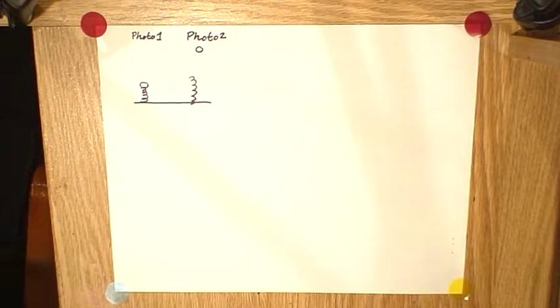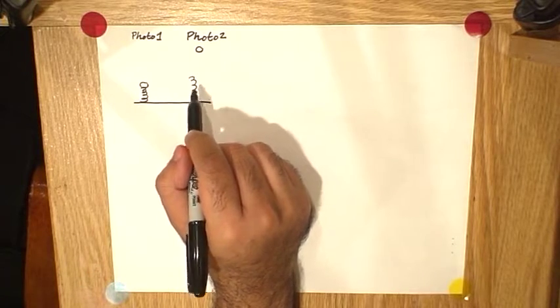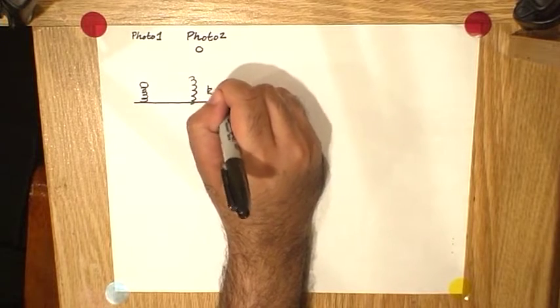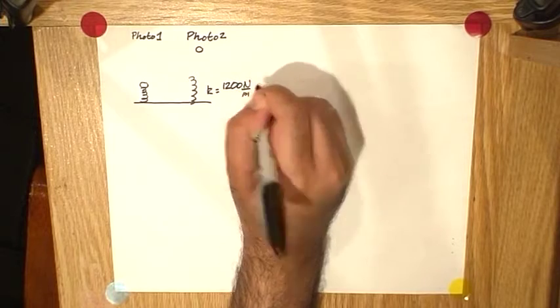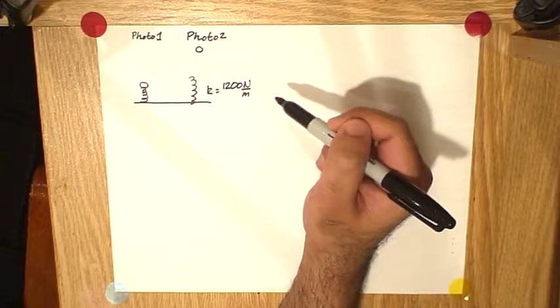Now, the information we've been given is the spring constant of the spring was 12 newtons per centimeter, which is equal to 1200 newtons per meter. We do everything in meters over here, so if it's 12 per centimeter, it must be 1200 per meter.